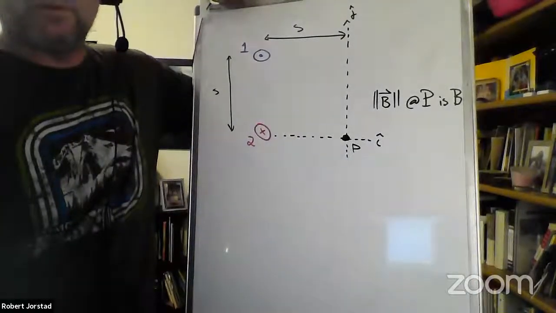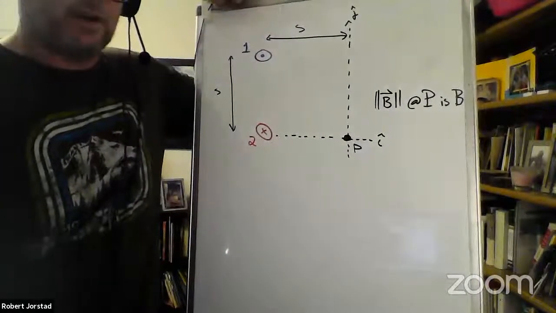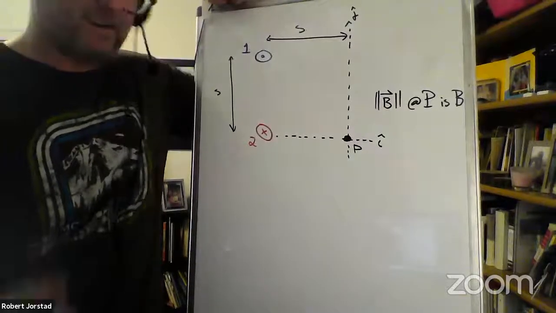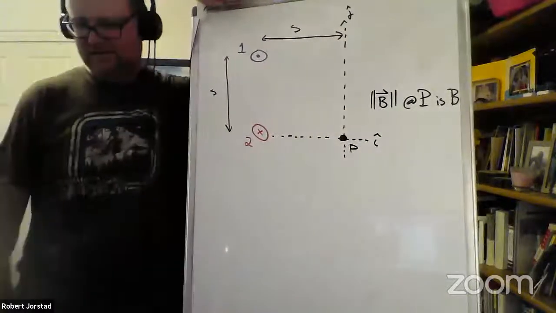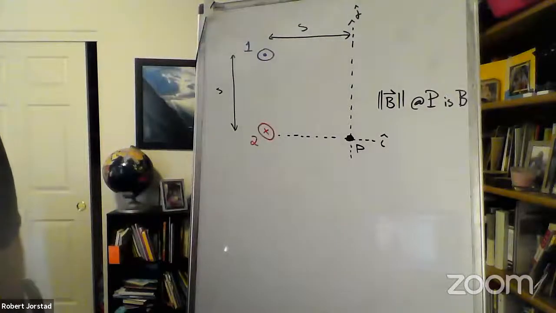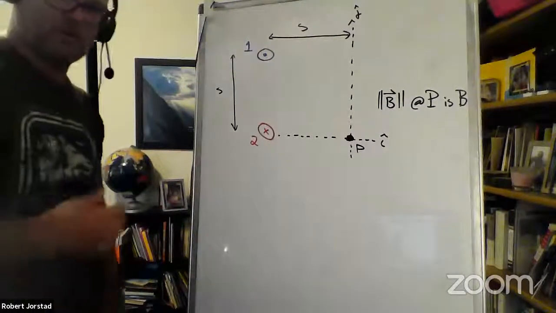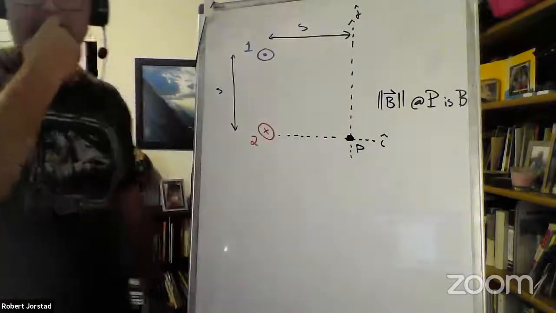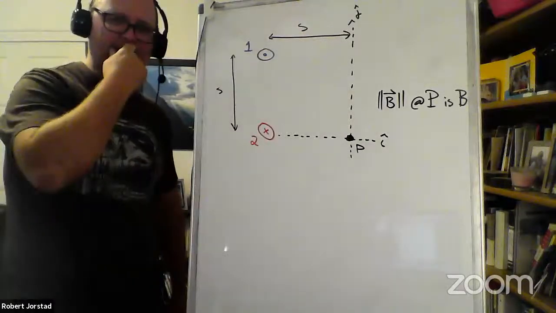What would you do with this? Anybody? What would you start doing? We're trying to figure out the current. Would rearrange the Biot-Savart law to get I. Okay. I guess like, what do you mean? I'm just trying to figure it out. I'm not saying no. Yeah, B equals mu naught I over 4 pi, right?